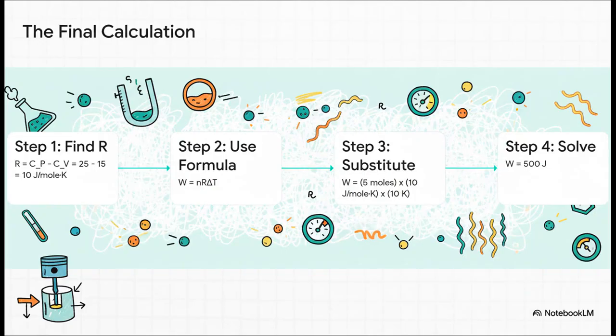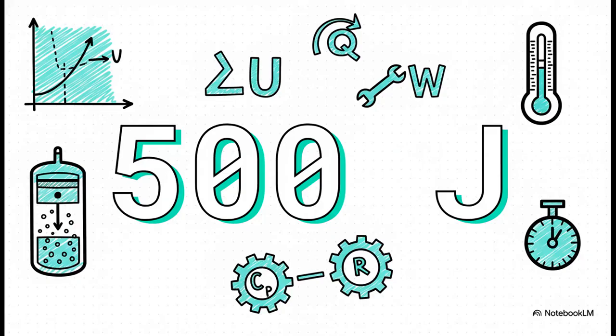All right, from here on out, it's just a few simple steps. Step 1, find R. We just subtract CV from CP. 25 minus 15, that gives us 10 joules per mole Kelvin. Easy. Step 2, grab our new formula for work. Step 3, plug in the numbers we know. 5 moles for n, our newly found R, which is 10, and 10 Kelvin for delta T. And finally, step 4, just solve it. And there you have it. 5 times 10 is 50, times 10 is 500. The final answer is 500 joules.